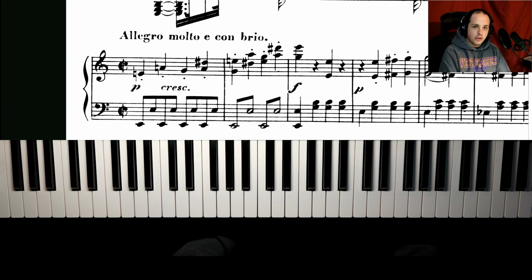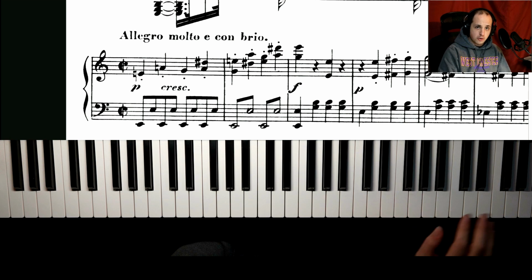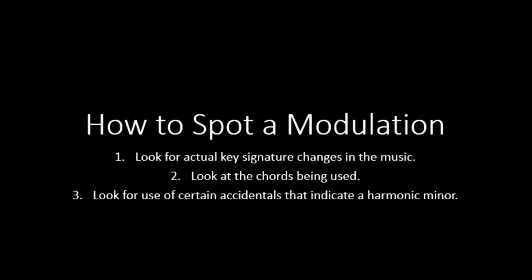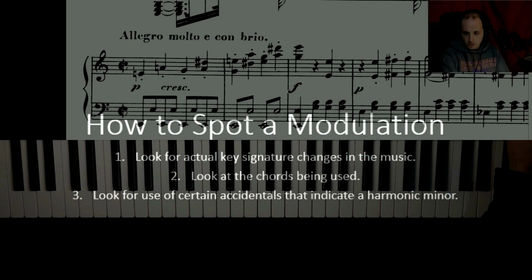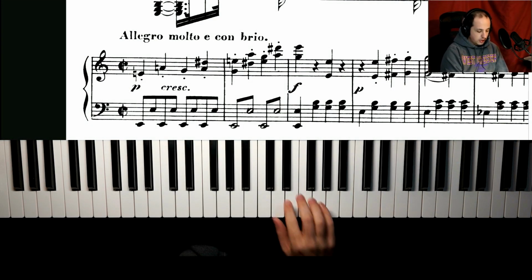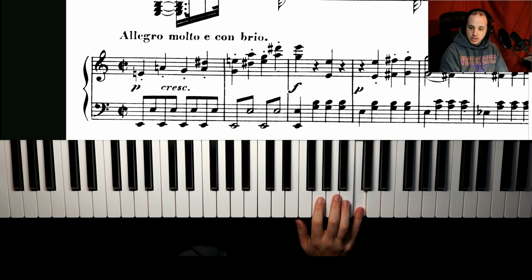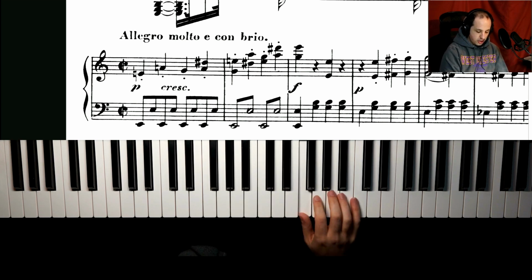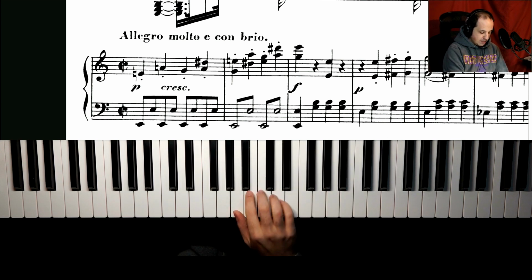And it kind of went along with the primary chords I was talking about earlier. You're going to see a different set of those. Look for also the use of certain accidentals that indicate a harmonic minor. And so I don't confuse you too much, all that means is that if you are in the key of C major, and one thing I want to mention is that for every key signature, there's a major and minor equivalent. So C major, its equivalent is A minor.